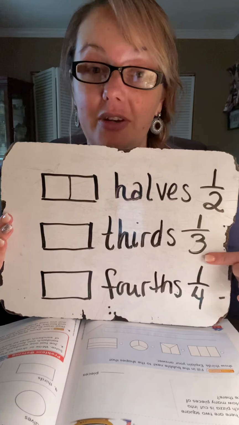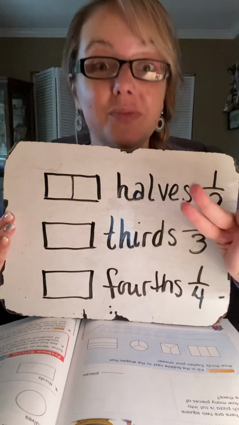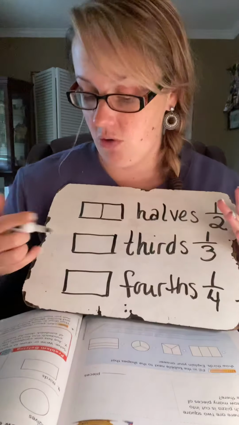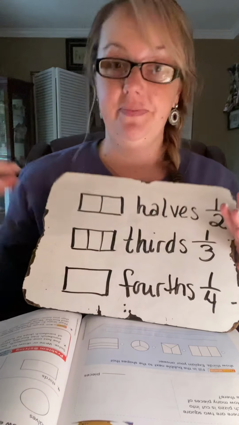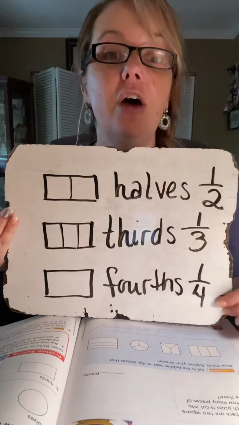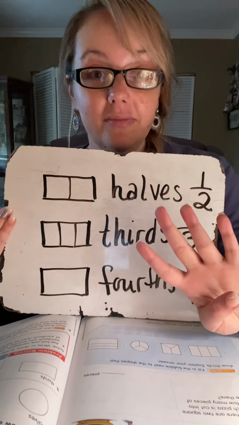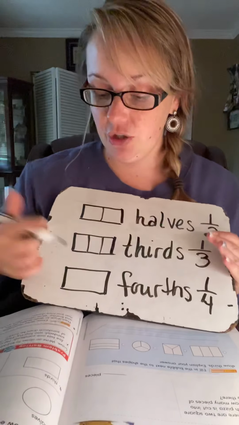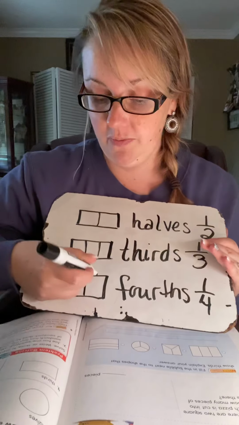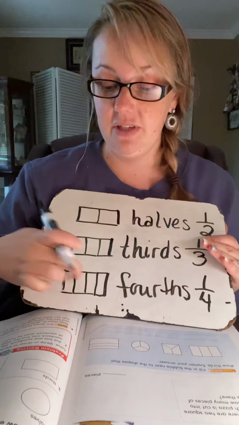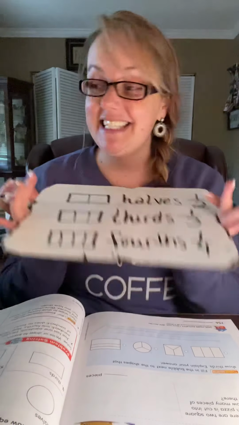Thirds, like you're running a race. 3. What's 1 less than 3? 2. So you are going to draw 2 lines. 1, 2, 3. And I'll give you 3 pieces. Okay? Fourths, we have 4. What's 1 less than 4? 3. So we're going to draw 3 lines. 1, 2, 3. And that will give us the 4 pieces we need. All right, so we're going to do that again today, kiddos.